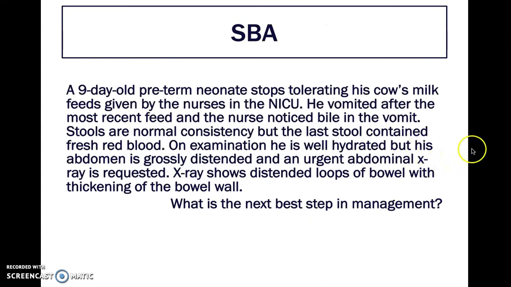Okay, so we've discussed the clinical presentation, risk factors, investigations and management. So we're just going to apply that with an SPA. So a 9-day-old preterm neonate stops tolerating his cow's milk feeds given by the nurses in NICU. He vomited after the most recent feed and the nurse noticed bile in the vomit. Stools are normal consistency, but the last stool contained fresh red blood. On examination, he is well hydrated, but his abdomen is grossly distended and an urgent abdo x-ray is requested. This x-ray shows distended loops of bowel with thickening of the bowel wall. What is the next best step in management?